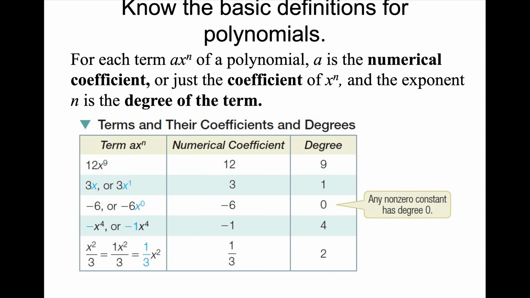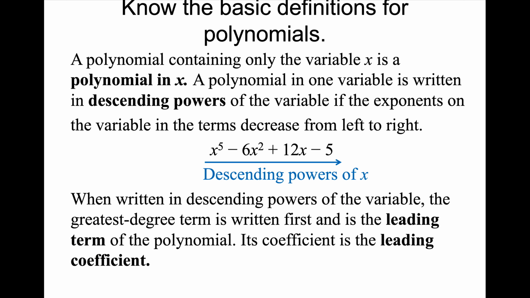For each term of a polynomial, we have some different names. So if I look at 12x to the 9th, 12 is my coefficient, and the degree is 9 because that's the highest exponent. Here I have 3x. 3 is my coefficient, and I don't write an exponent, but it's implied to be 1. So negative 6 has a coefficient of negative 6, and we would say that it has a degree of 0 because there's no x value, which means an exponent of 0. And then you can keep going with this table.